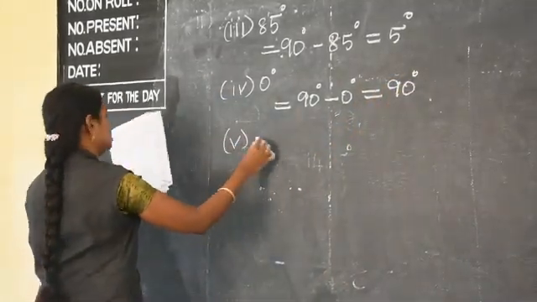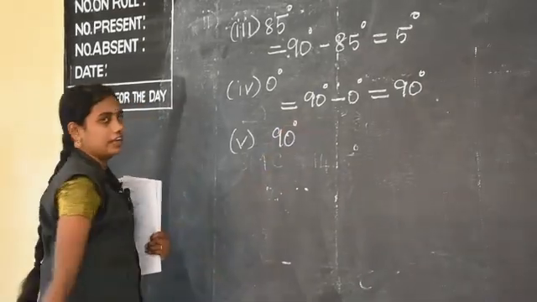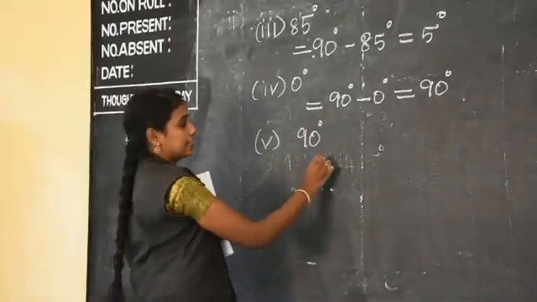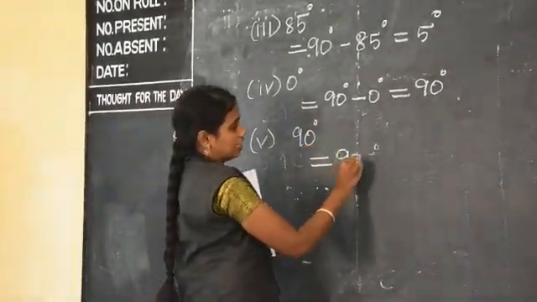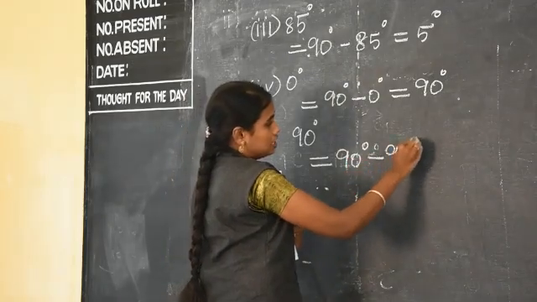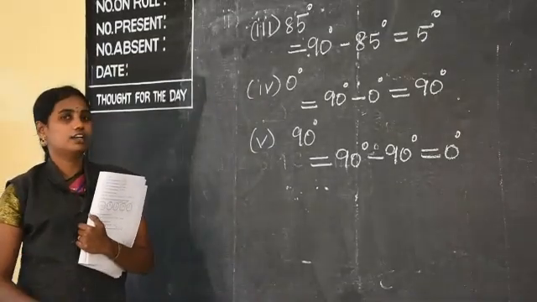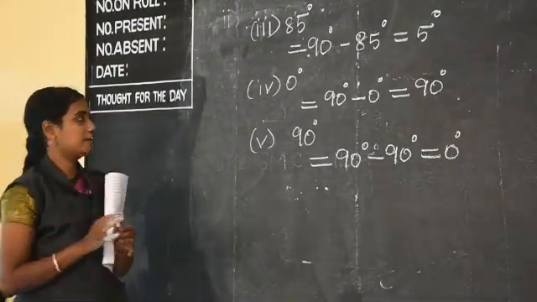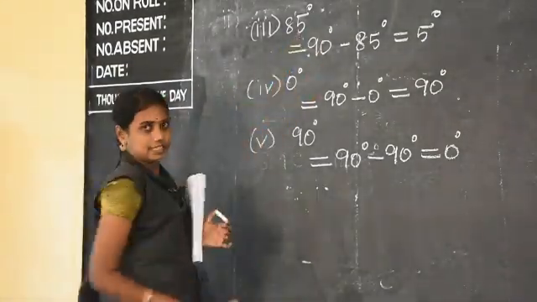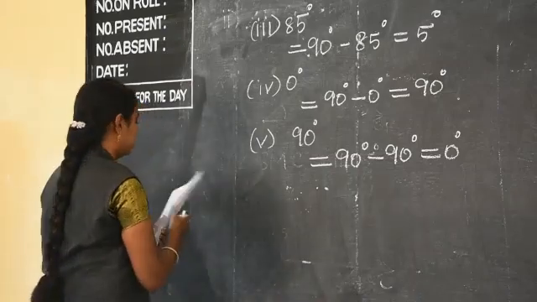Next option 5, 90 degrees. Complementary angle is 90, so subtract 90 minus 90, 0 degrees. Okay, this is an easy way to go for it. Complementary is 90, we know that. Subtract what is given. Okay, that is enough.